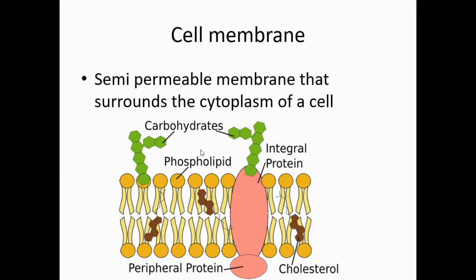Now, this big thing here is a protein. It's called an integral protein. It's that big pink thing, this guy right here. And he is going to be allowing those carbohydrates in and out because they cannot pass through the cell membrane itself.